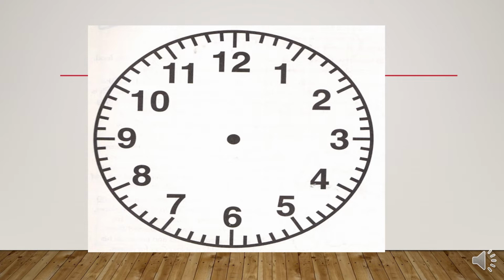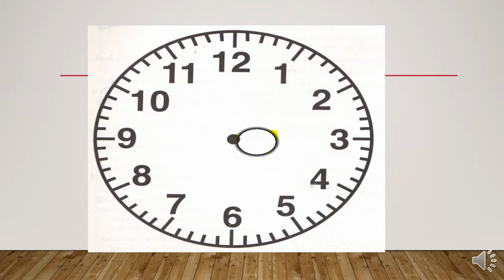But the analog clock, which is the clock which I have on my screen, contains numbers from 1 till 12, and also it contains two hands. We call them the minute hand and the hour hand. We said also that there is one hand shorter than the other. The shorter hand points to the hour, while the longer hand always points to the minutes.